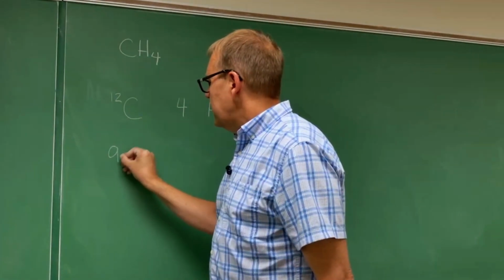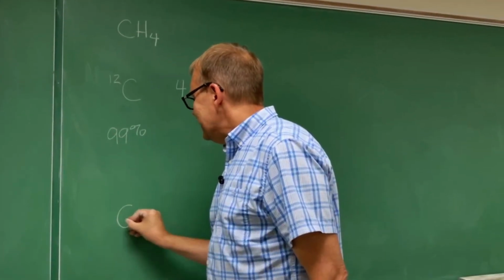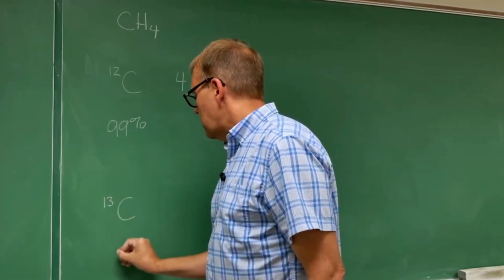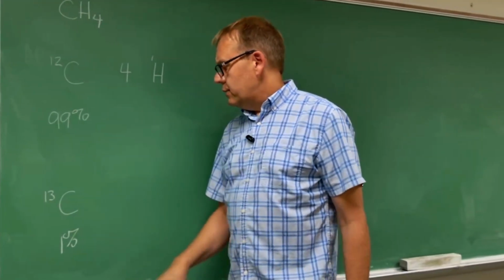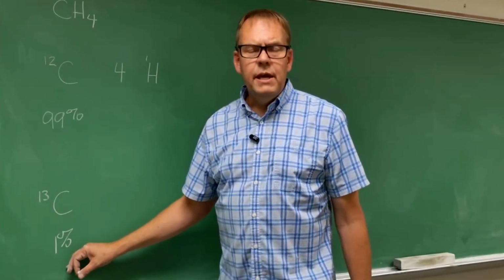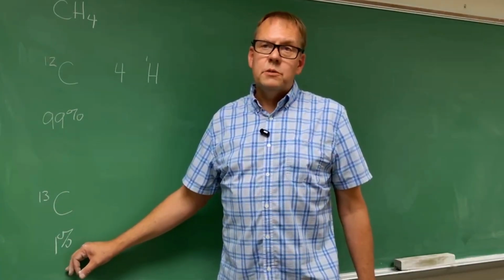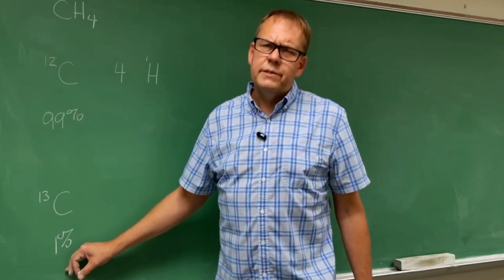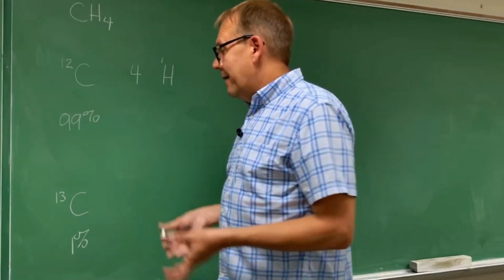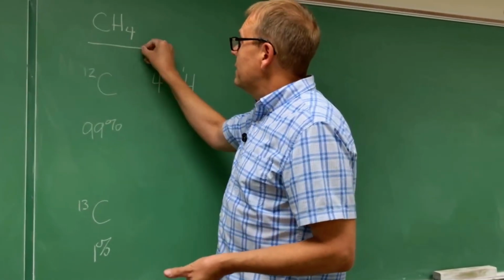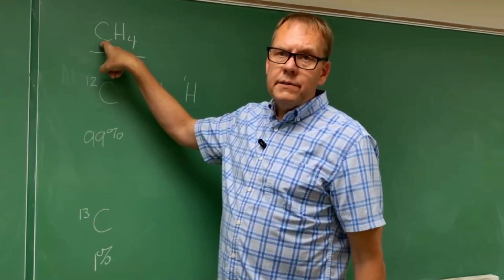Carbon is about 99% carbon-12, but there's also a little bit of carbon that's carbon-13. About 1% of all naturally occurring carbon is carbon-13. It's just 1 mass unit heavier. It still behaves chemically like a carbon. It's got 6 protons. It just happens to have an extra neutron. It's got 7 neutrons. So think of it as heavy carbon. And when you have a molecule like CH4, there's a 1% chance that that carbon might be a C13.